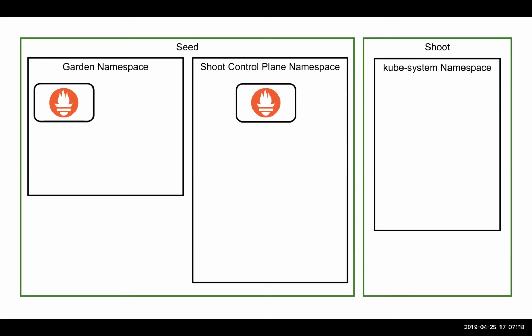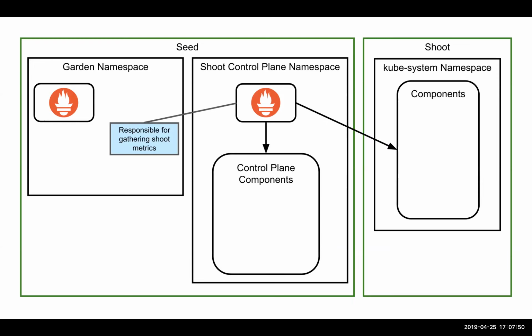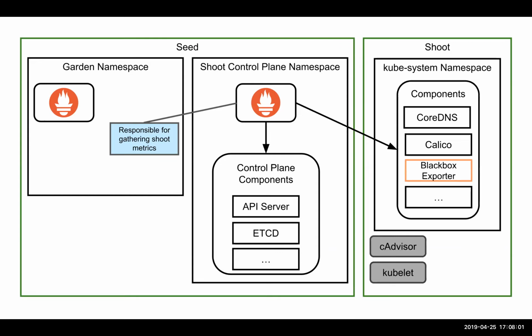Gardener deploys two Prometheus instances. One in the garden namespace, which is just a central Prometheus in the seed, so it's only there one time, and one Prometheus is deployed into each shoot control plane namespace. So if we have 10 shoots, we will have 10 of these Prometheuses. This Prometheus is responsible for gathering all of the shoot metrics. It gathers all the metrics from the components in the kube-system namespace of the shoot, and all the metrics of the control plane components, like the API server and etcd. In the shoot, there are components like CoreDNS, the Calico nodes, and other components like that.